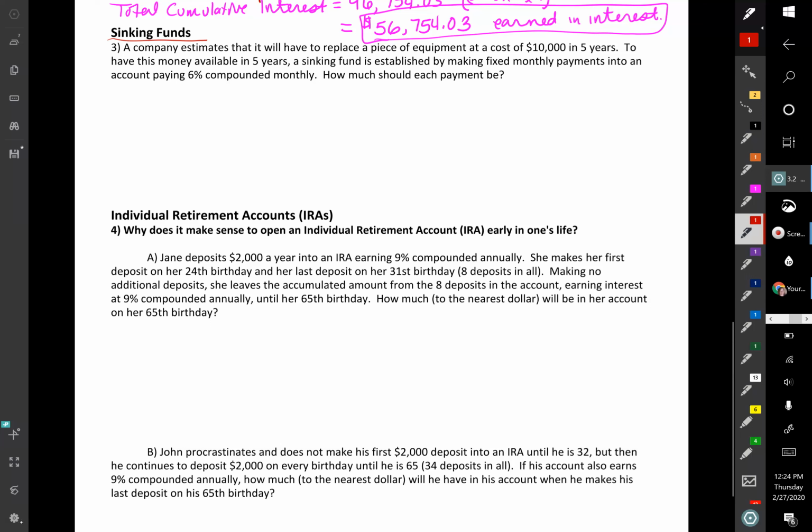So a company estimates that it will have to replace a piece of equipment at a cost of $10,000 in 5 years. To have this money available in 5 years, a sinking fund is established by making fixed monthly payments into an account paying 6% compounded monthly. How much should each payment be?